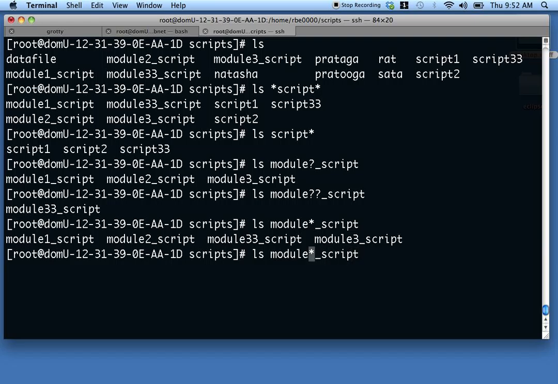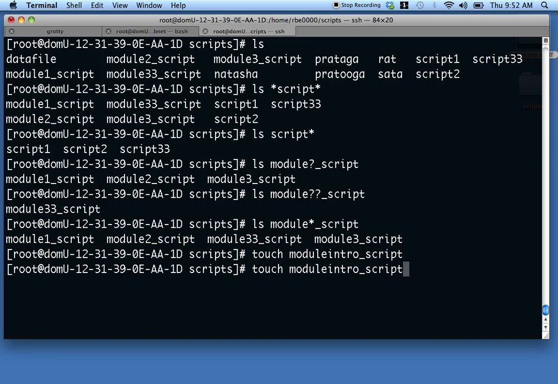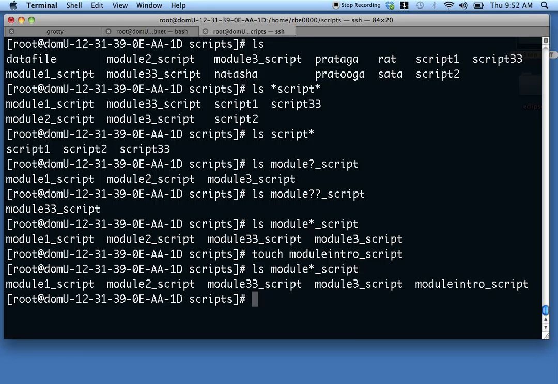If you had some other file in there, let's make another file. Touch module intro script. Say, for example, you had a script named that for some reason in there. If you were only looking for the ones with the numbers, doing this is going to get you all of them, including the one with the name, which may or may not be what you want.